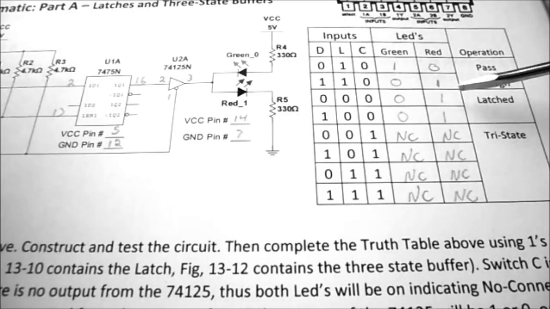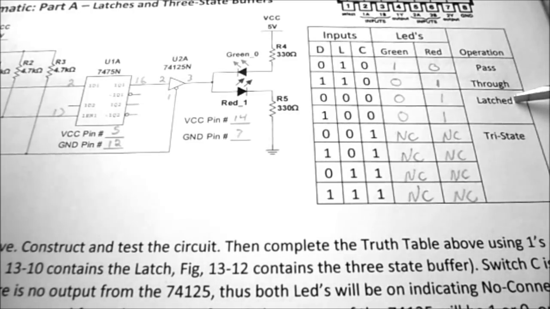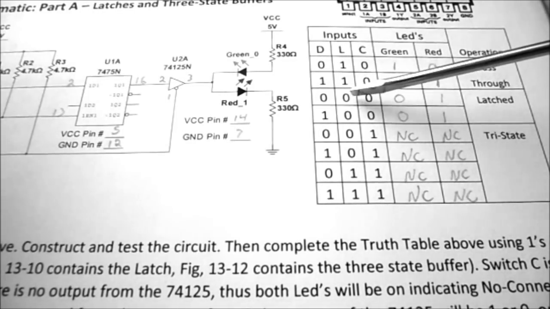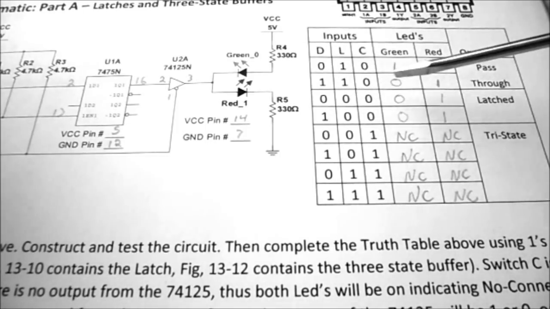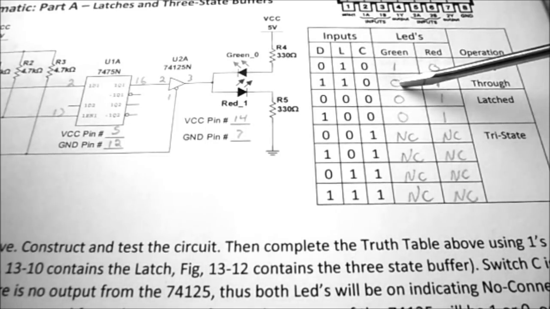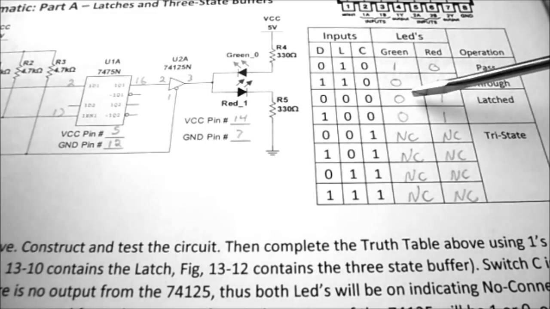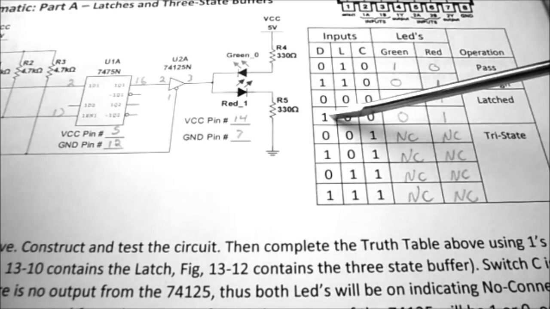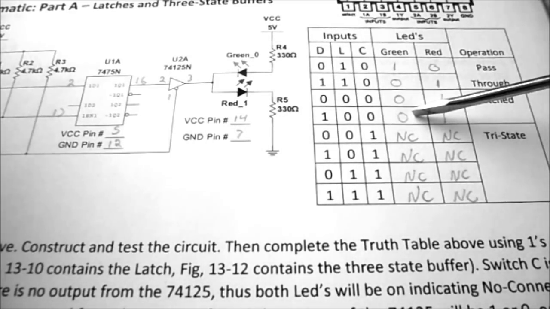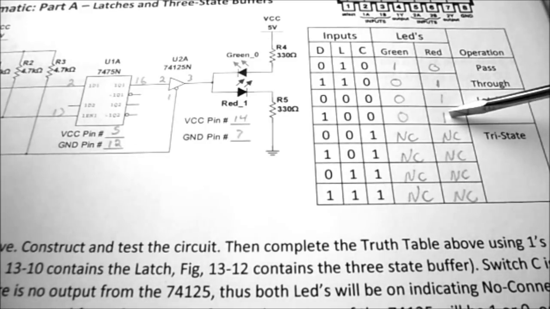In the next line of the truth table, we are in the latch state. That means that L is now 0, which means the 7475 is no longer enabled. It's now in the latch state. So whatever was on the output should remain on the output, regardless of how we change our data. So in both cases, the green LED will be off and the red LED will be on.